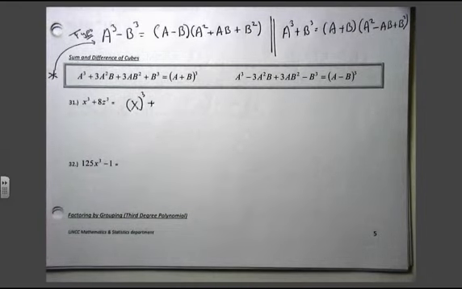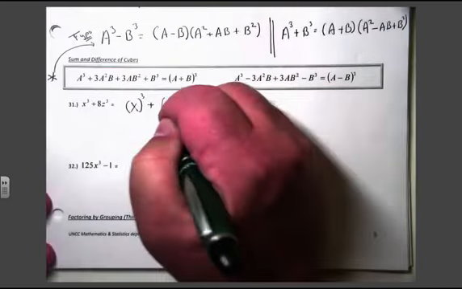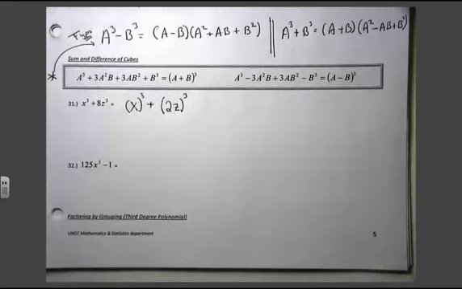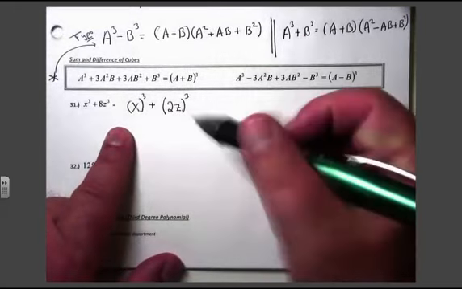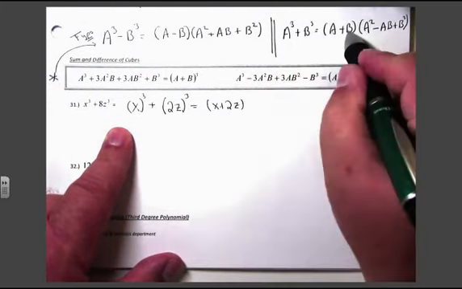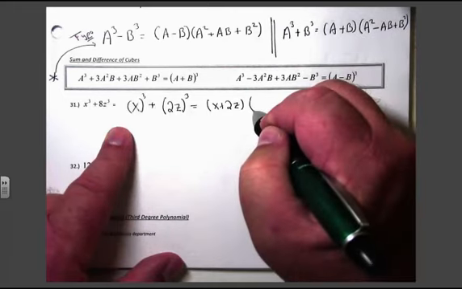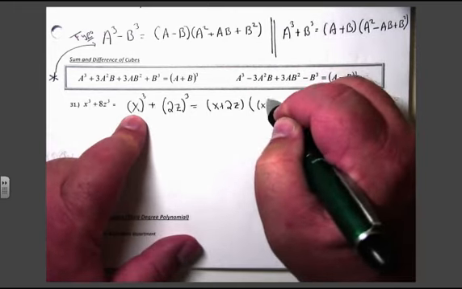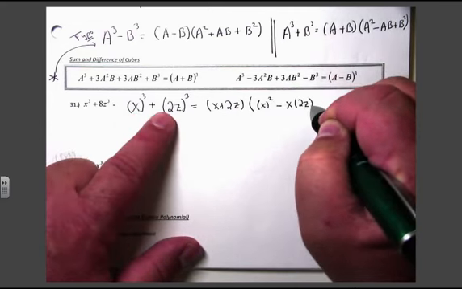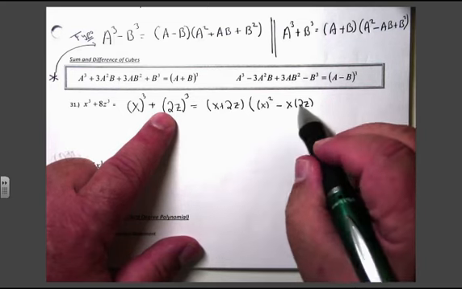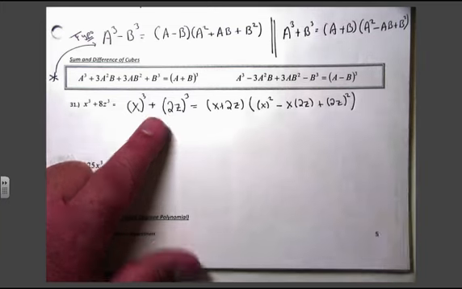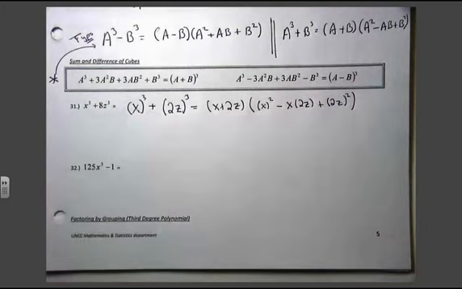2 cubed is 2 times 2 times 2, right? So this would be parentheses 2z quantity cubed. It is a sum of cubes. So according to this formula here, this would be equal to x plus 2z, a plus b, times x squared minus x times 2z, a squared minus ab, plus b, which is 2z, quantity squared, close parentheses. I'm literally plugging it into the formula.